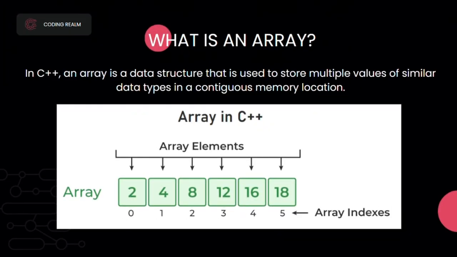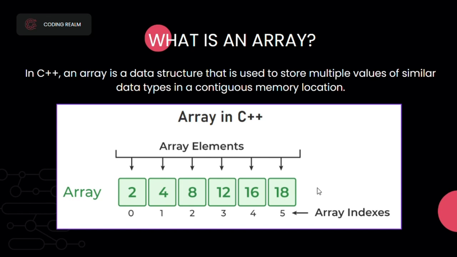First, what is an array? In C++, an array is a data structure that is used to store multiple values of similar data types in a contiguous memory location. Like here in this example, we have an array in C++. This array contains 2, 3, 4, 5, 6.